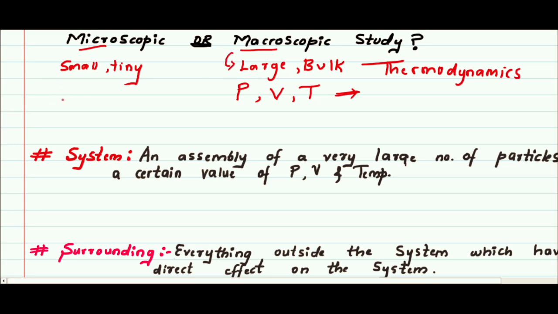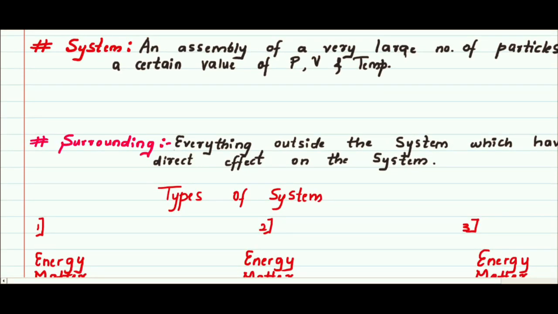So what are the things involved in a microscopic study? The proton, neutron, electron. All these things have certain mass, certain size, certain shape. So this is about a microscopic study. Hence we can conclude that thermodynamics is a macroscopic study.